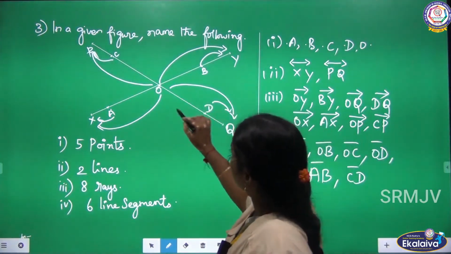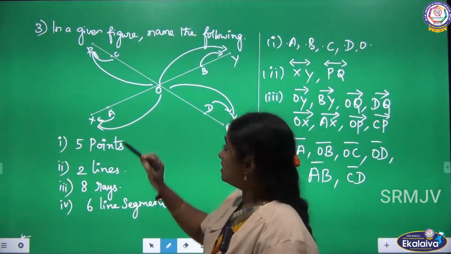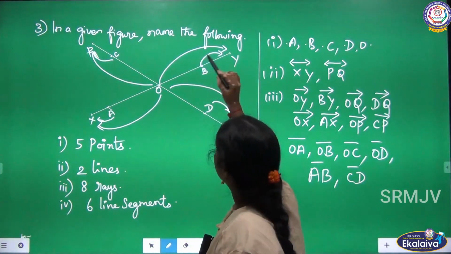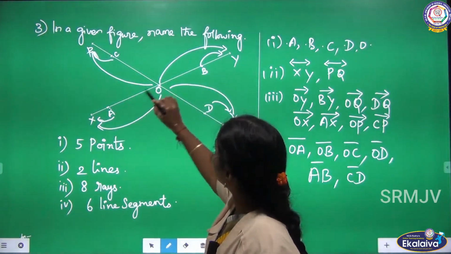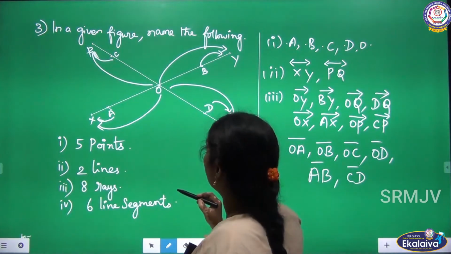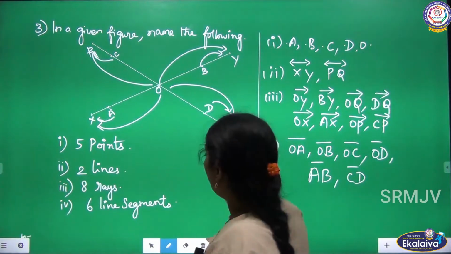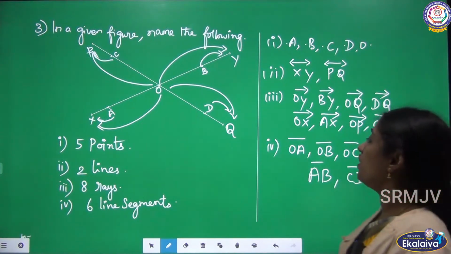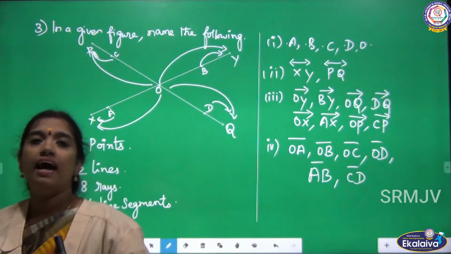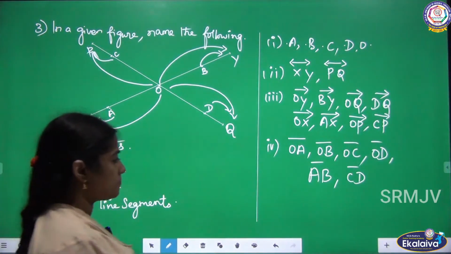So after completing this, AB is also a line segment because A is the starting point and B is the end point, which are lying in the same line. So I have written this to be what? Line segment. And CD. Got it? So it is also a line segment. So in this figure I have discussed the 5 points, 2 lines, 8 rays and 6 line segments. Is it clear? Shall I move on to the next one, children?